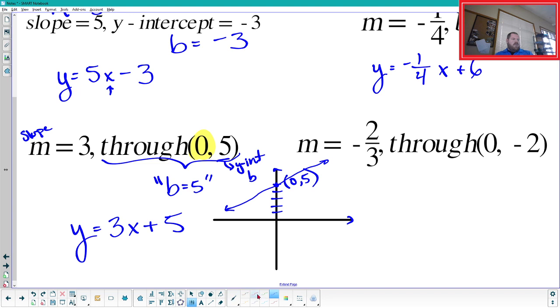Same thing with the last one over here. We just have some fractions involved, but that's okay. Slope of negative 2/3, so negative 2/3 x. Through (0, -2). Again, since this is 0, this negative 2 is my b. Right? It says b equals negative 2. So we put a negative 2 there, and we're done. Don't make those problems harder than they have to be. If I tell you the slope and tell you the y-intercept, putting it in slope-intercept form is something that should be manageable. Okay, that's our goal.